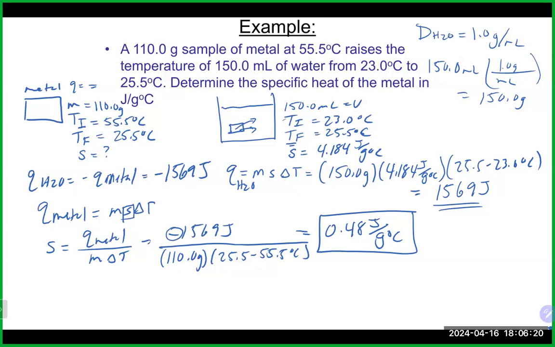So this is a very common process, as I mentioned, using calorimetry, basically following temperature changes in water, and relating it back to whatever caused that temperature change. In this case, it's the piece of metal. Like I said before, you can also do this with reactions as well. Any questions on specific heat capacity? Okay.